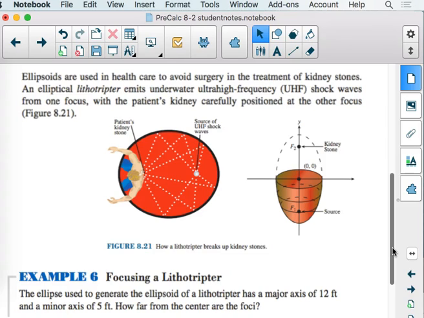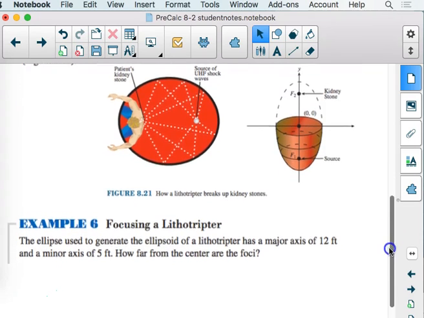So they have the machine at the focus. They use this elliptical shape to shoot out those UHF shock waves, and the person's kidney needs to be lined up right at the other focus, so they can try to break up those rocks in there. And that's one of the things they'll try if somebody's really experiencing a lot of pain.